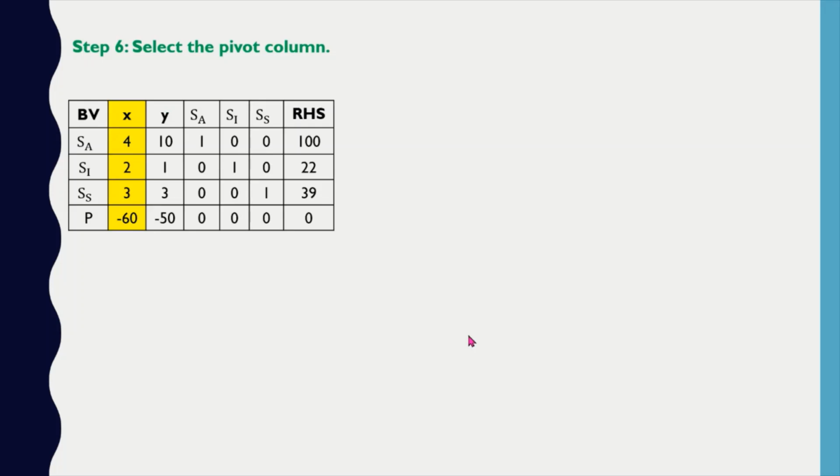So this is how we're going to select the pivot column. The pivot column in this table will be based on the profit row, the lowest value or negative value. Okay, so between negative 60 and negative 50, negative 60 is the lowest value among the two. Okay, it is actually the most negative value. Okay, so we choose now our column X right here as our pivot column.